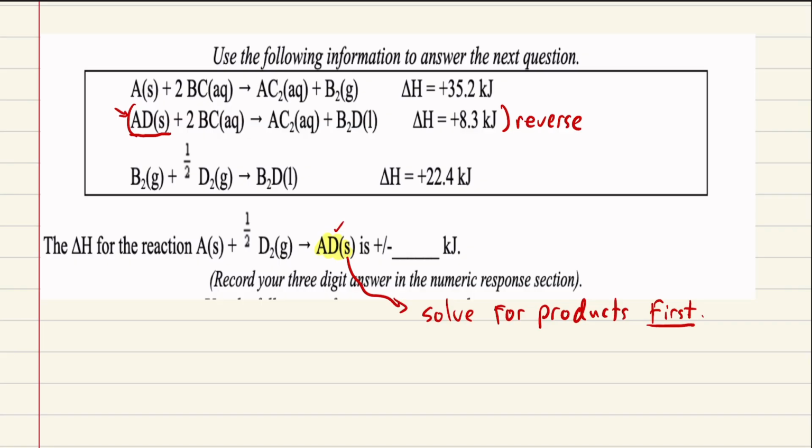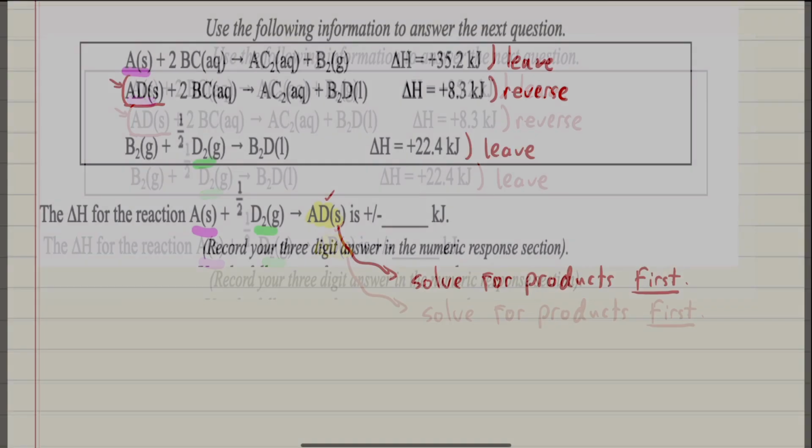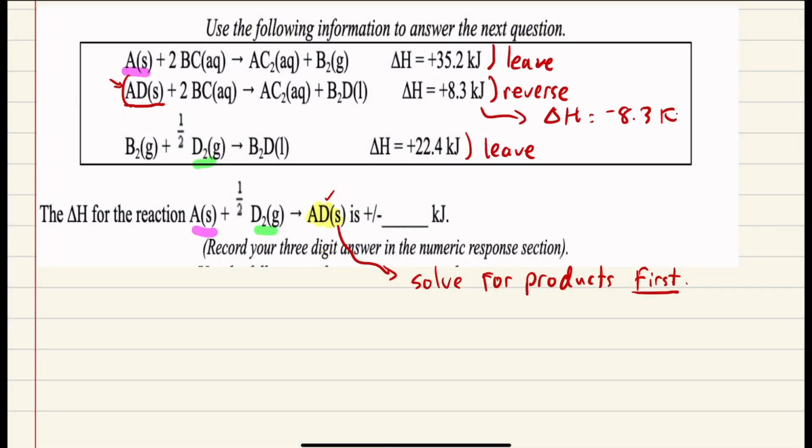Now remember, when you reverse a reaction, you also have to reverse the sign. Next, we're going to look for the half D2. I can see that it's in the third reference equation, and it's in the right spot, so we're going to leave it. Next, if we're solving for A solid, it's in the first equation, and it's also in the right spot, so we're going to leave it as well.